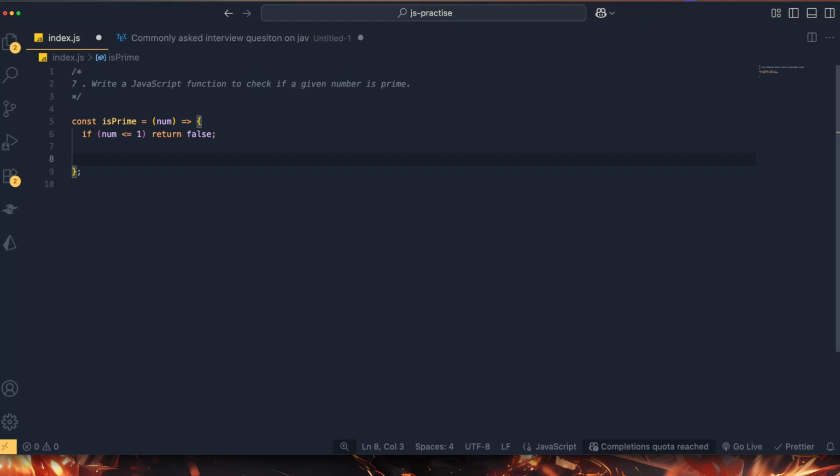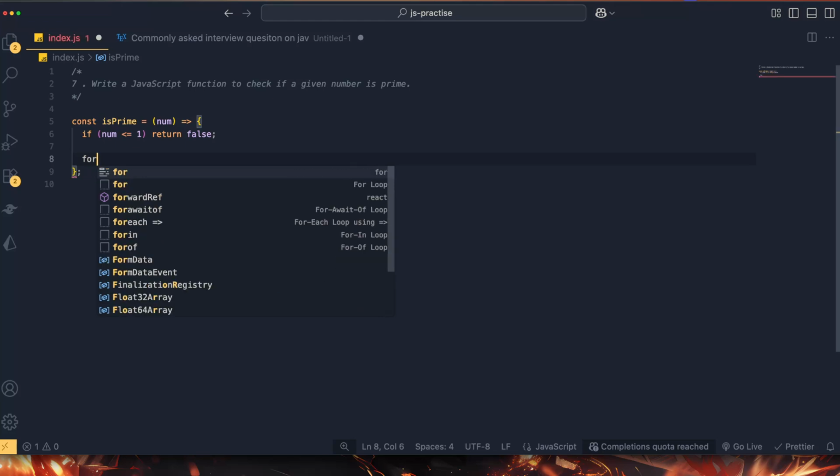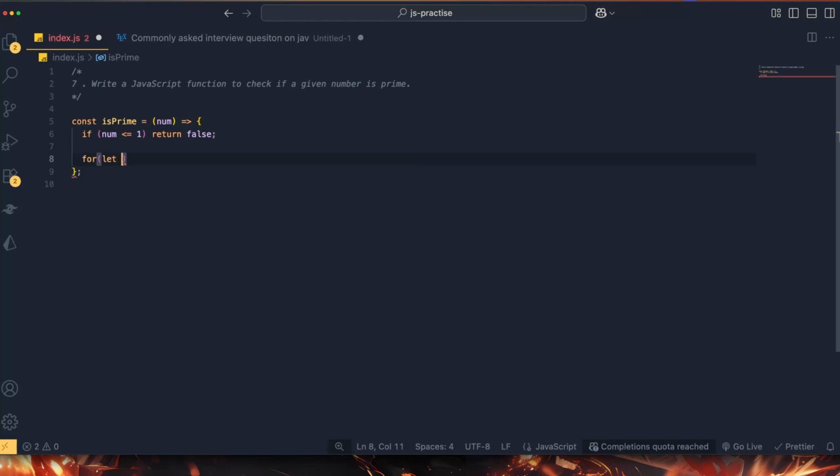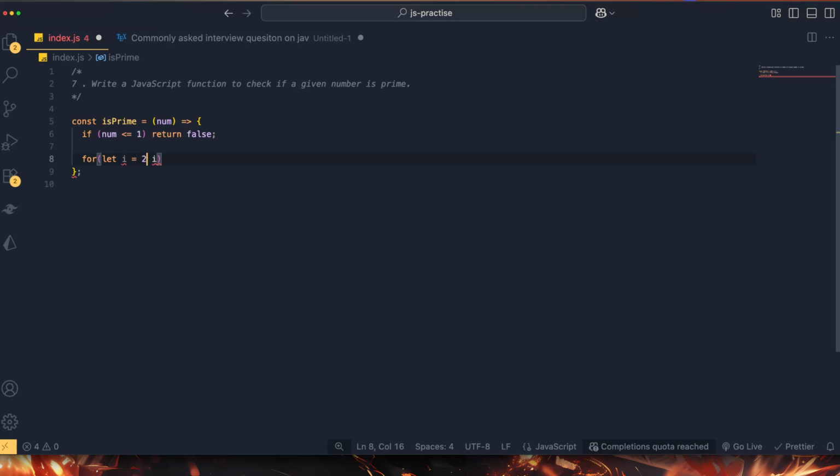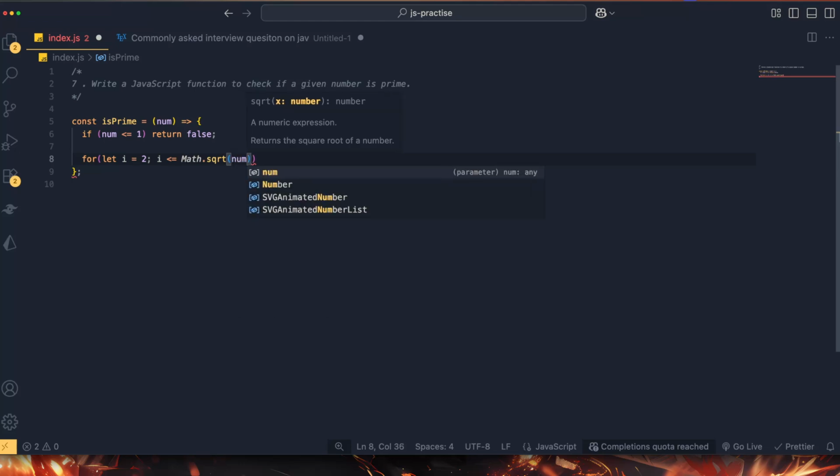Now we need to only loop up to the square root of the number for efficiency. So for, open it, let i equals 2, because we already mentioned it over here, right? That's the reason we are starting it from 2. i less than or equal to Math.sqrt, we're going to use the square root, open it, then we are going to send the number in it, i plus plus.